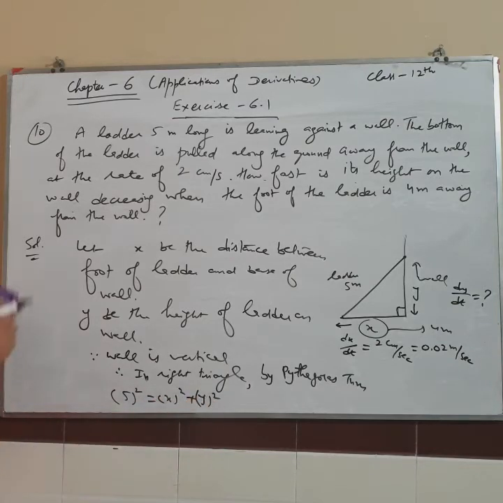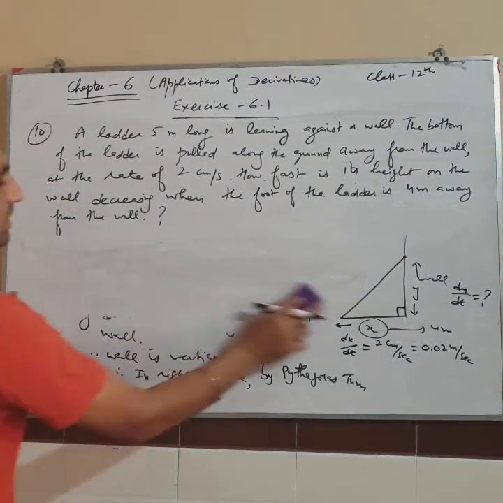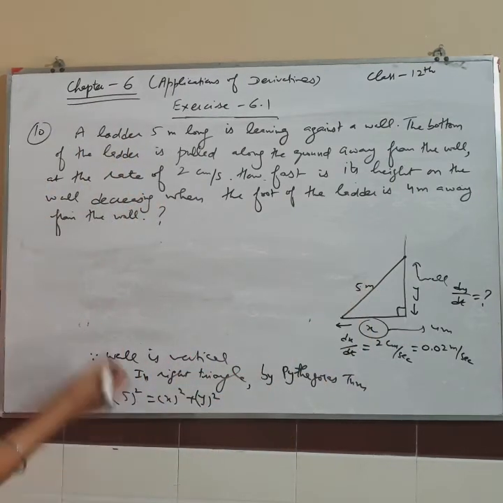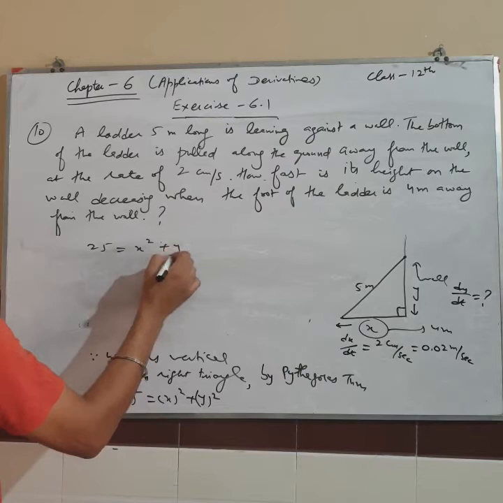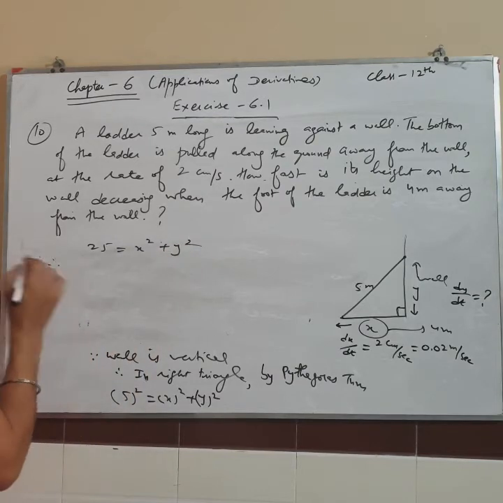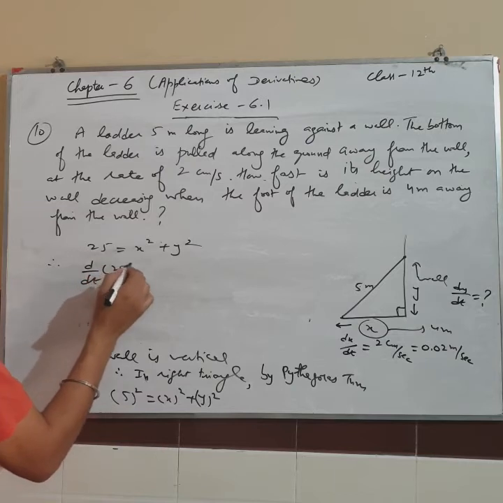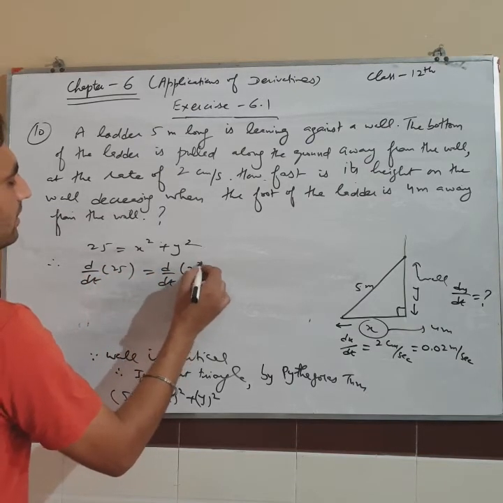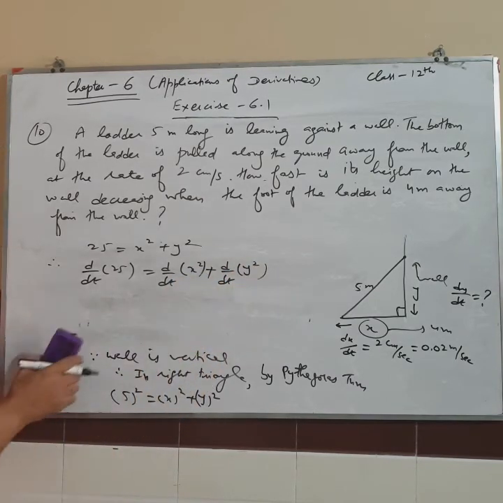So we have this calculation. I am leaving this part. We will do changes here. So our length of the ladder was 5 meters. 25 equals x square plus y square. Now write the derivative with respect to t, means d over dt of 25, and here d over dt of x square and d over dt of y square.